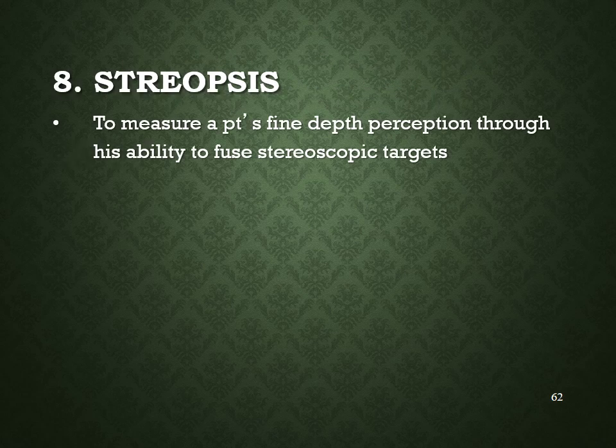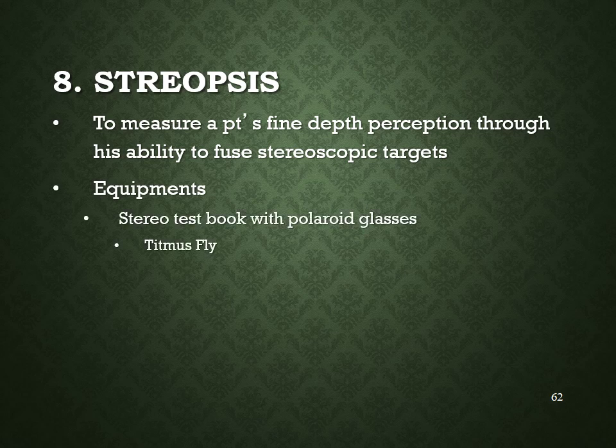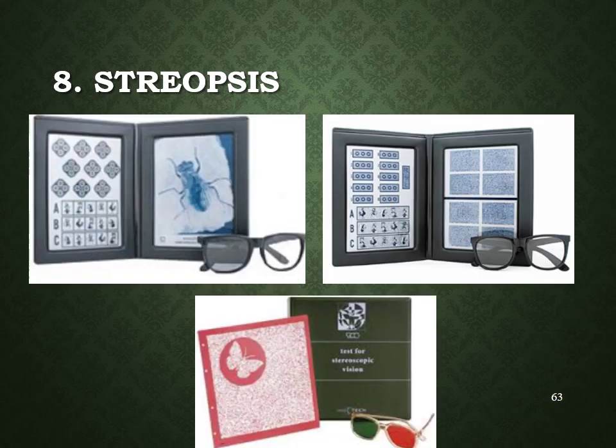The stereopsis test measures a patient's fine depth perception through his ability to fuse stereoscopic targets. For equipment, you can use the stereo test book with Polaroid glasses, such as the Stereo Fly or Randot, or you can use the TNO stereo test with red and green glasses. This is an example of the stereo booklet: the first is the Fly, the second is the Randot test. Both need Polaroid glasses, and the third is the TNO test, which uses red and green glasses.